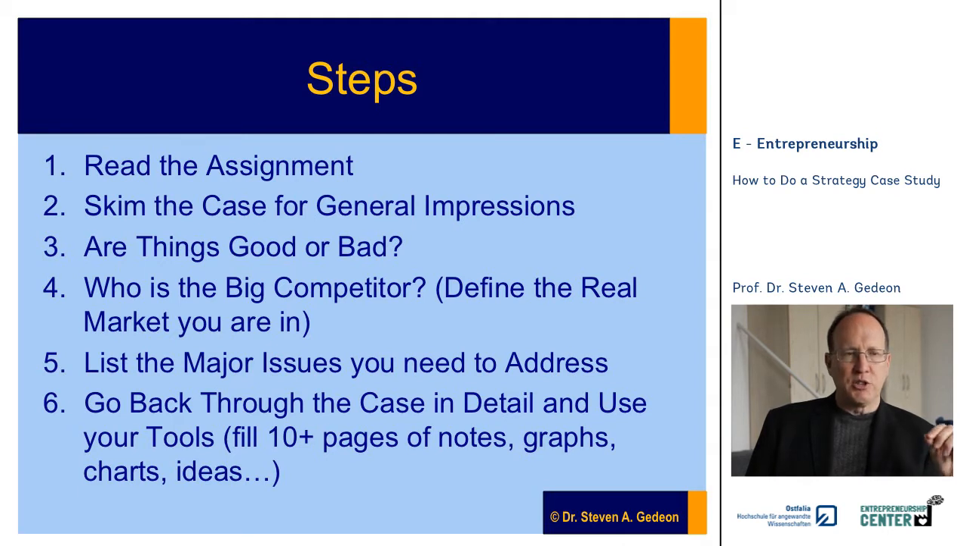Okay. The fourth thing to do, and this is an important step that most people neglect to do, is to figure out who's the biggest competitor. Part of the reason for doing this is really to define the market that you're in. I could have said it as make sure you define the market that you're in. But I find that most students are very sloppy when they define the market.